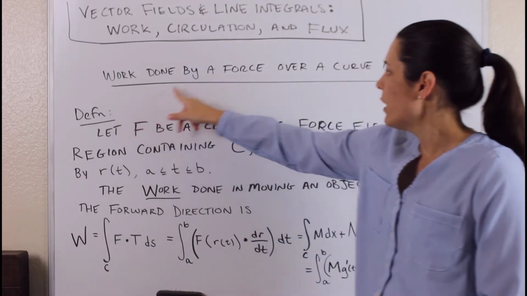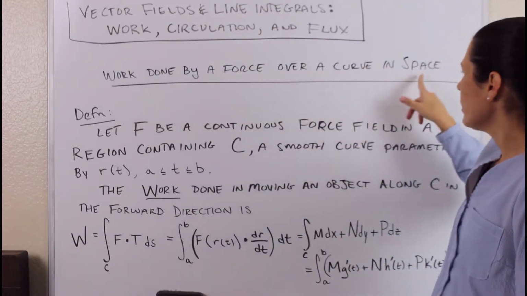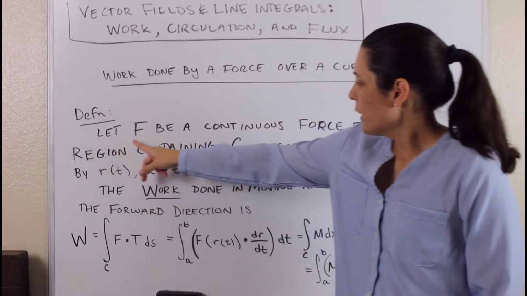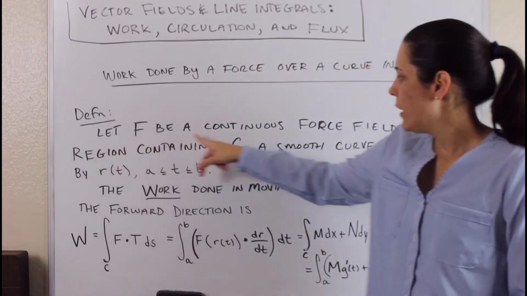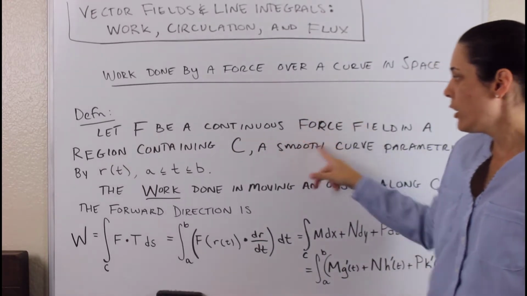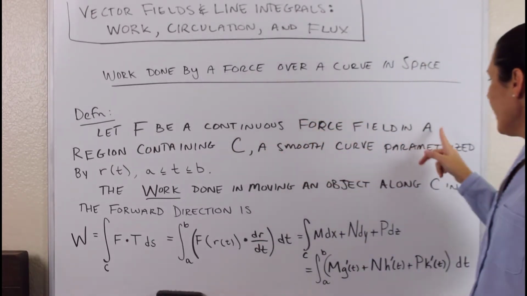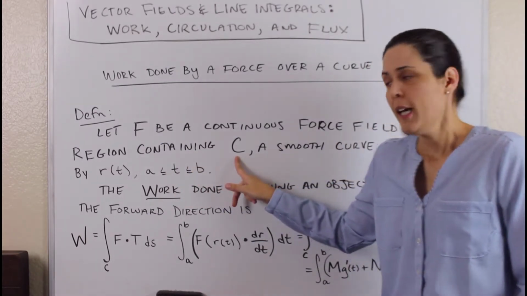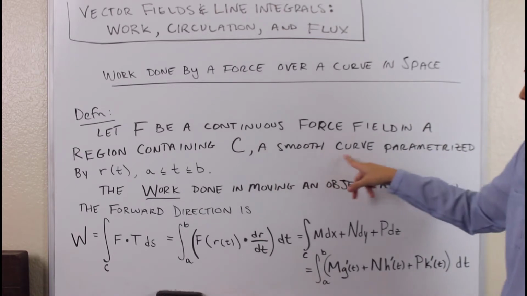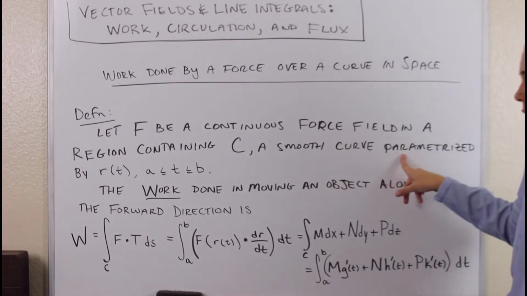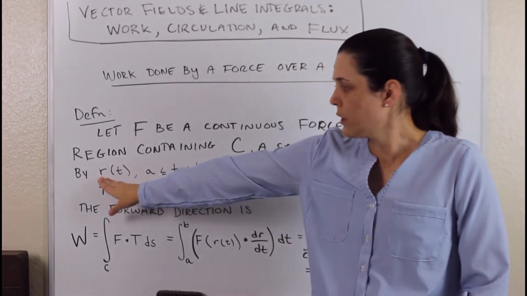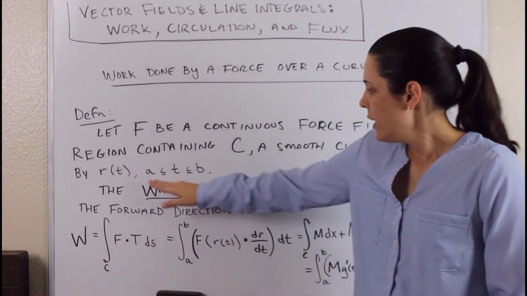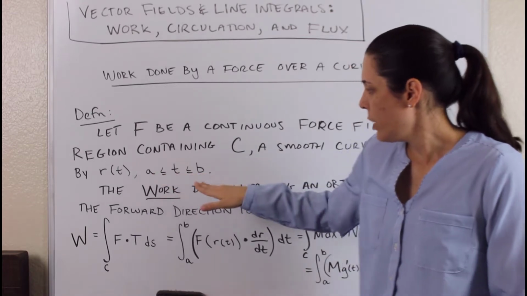So the work done by a force over a curve in space. So here's the definition for this. First, we're going to let F, capital F, be a continuous force field. In other words, that's our vector field, in a region containing C. So we're using capital C as our curve. So it's a smooth curve, which is parameterized, and we're reserving r of t for our parameterization. That's how we're going to label our curve, and it's from t is a to b.